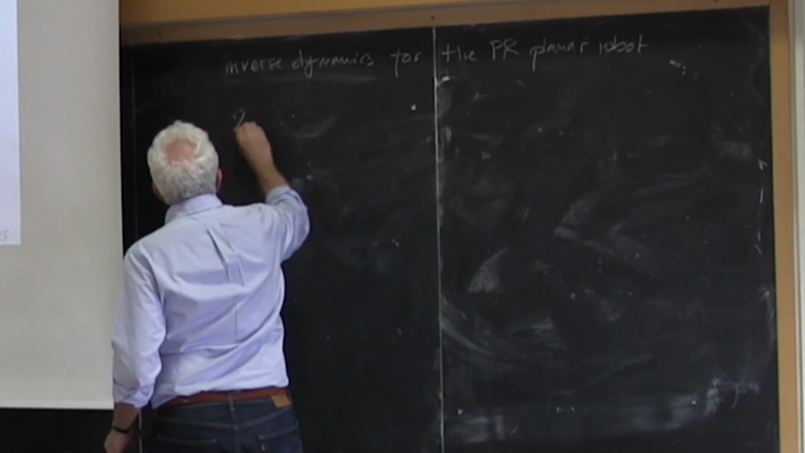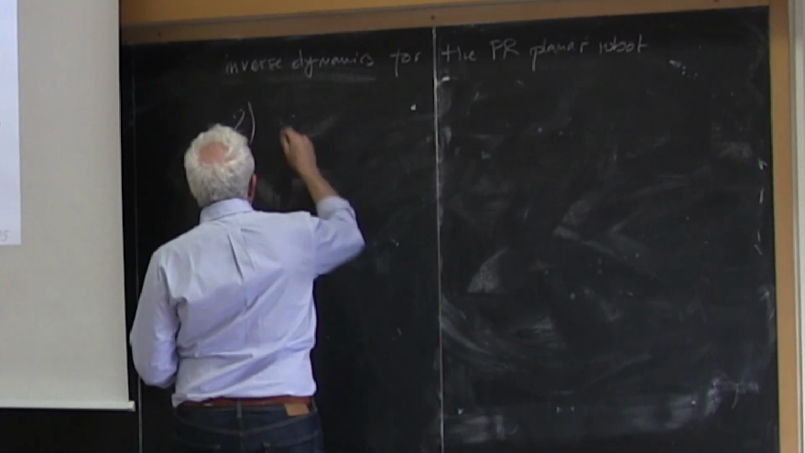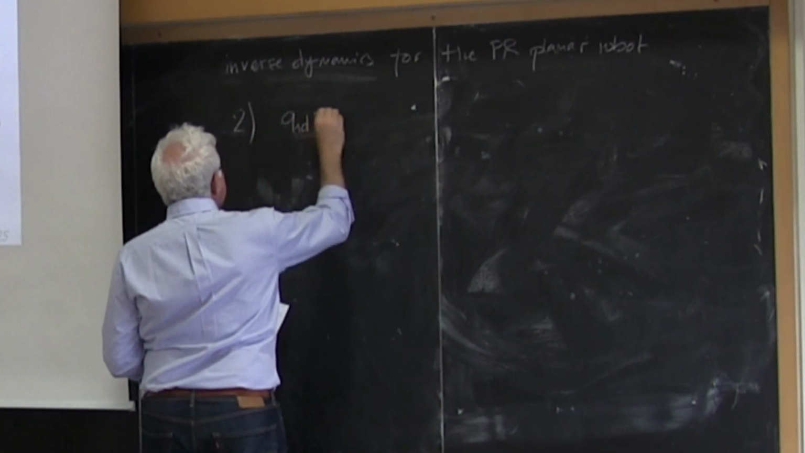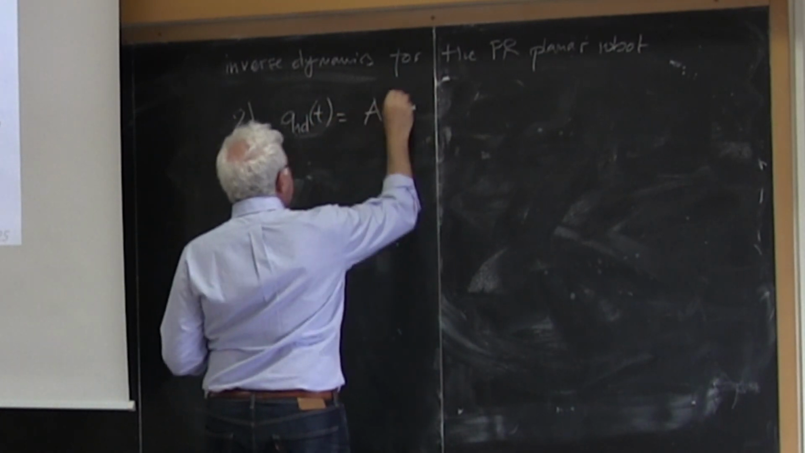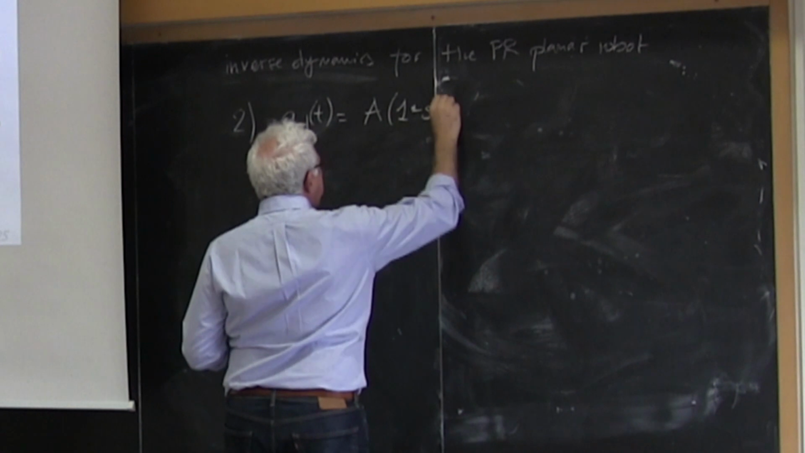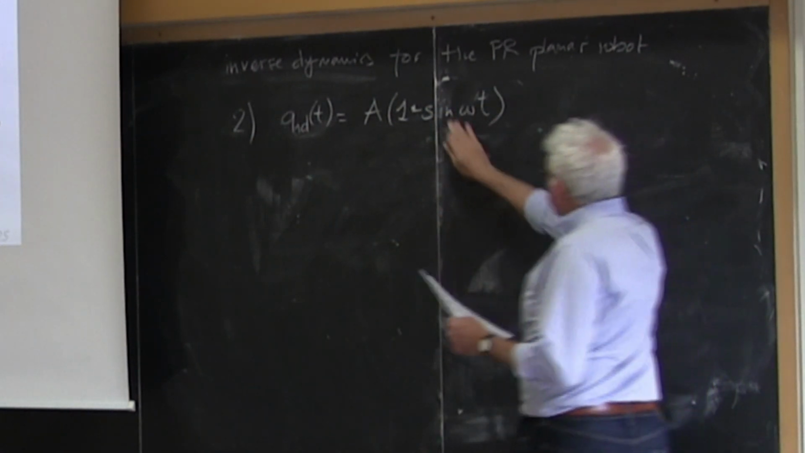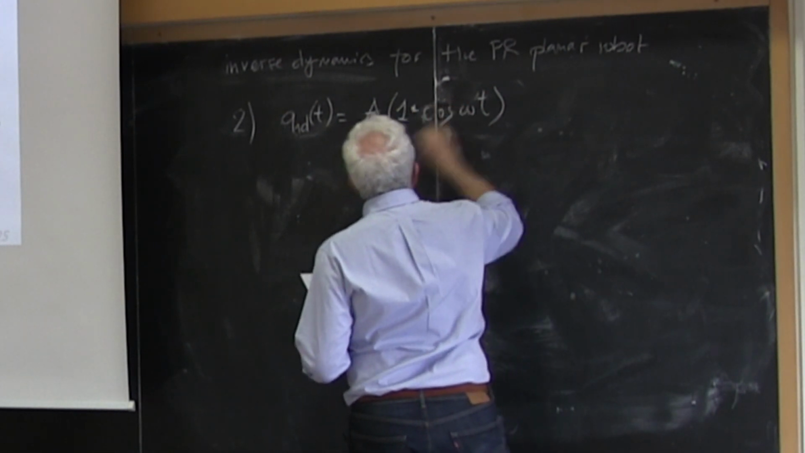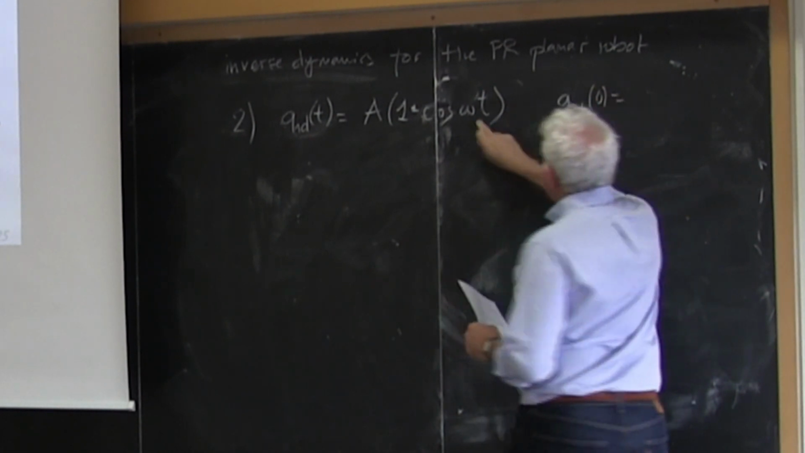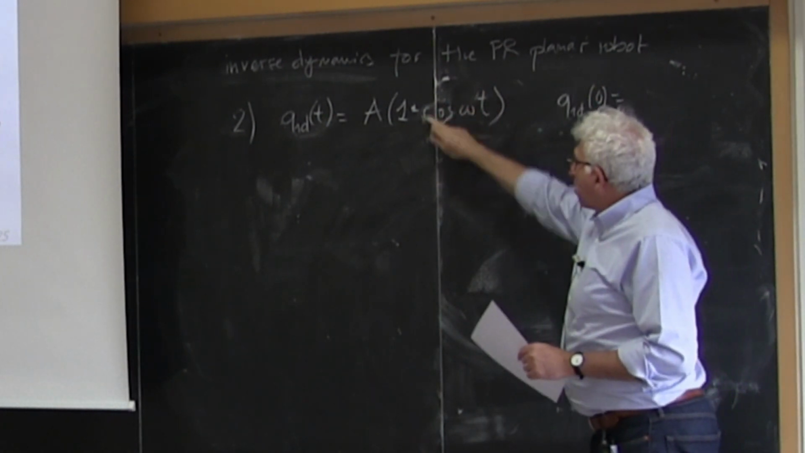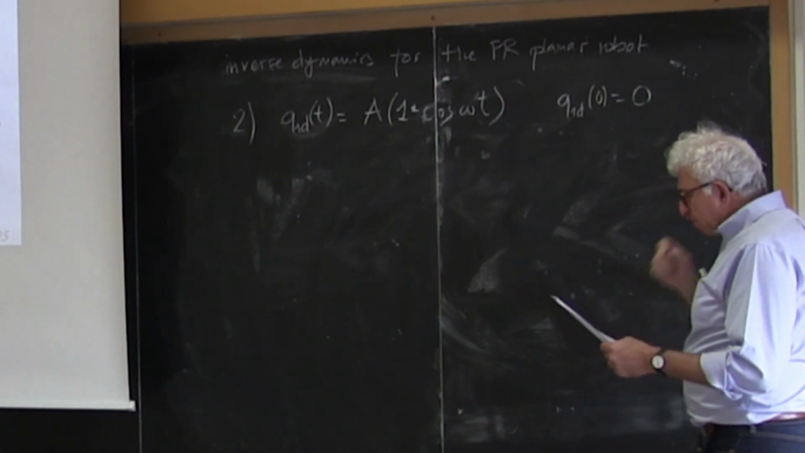The second example, in this case, we assume that the motion of q1 desired over time is a sinusoidal motion. And I will write this in the following form: minus a cosine of omega t. So that q1 desired of 0, for time 0, cosine is 1, so this will start from 0.